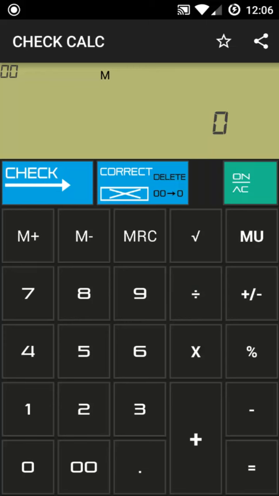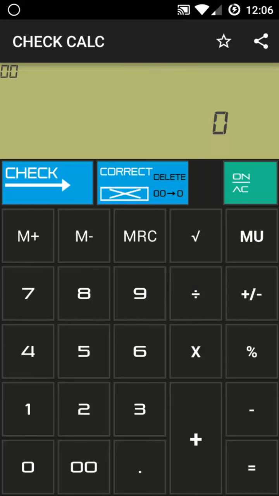You can also use the MRC button to take the number stored in the memory as input to other operations. For example, if you want to multiply 4 with the number stored in the memory, then simply say 4 multiplied by MRC, which will take the memory as the input. To clear the memory, just press the MRC button twice, once to recall, second time to clear.